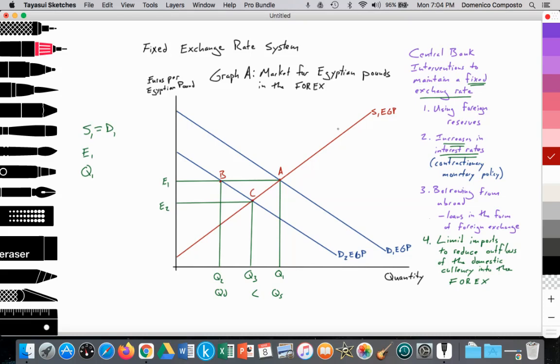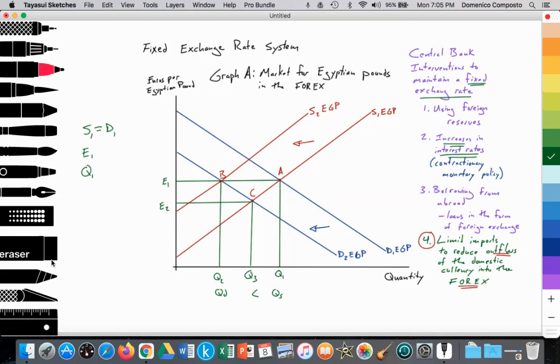Thus, we can say that the supply of Egyptian pounds will fall from S1 to S2, thus maintaining the peg at E1. All right, from S1 to S2, the supply of Egyptian pounds in the foreign exchange market decreases due to the decreased amount of imports coming into the country, which leads to Egyptians not selling off the Egyptian pound, reducing the outflow of Egyptian pounds into the foreign exchange. Thus, the supply shifts in. So here we have demand for Egyptian pounds shifting in, and the central bank responding by reducing the supply of Egyptian pounds through the use of limiting imports, thus maintaining that peg.